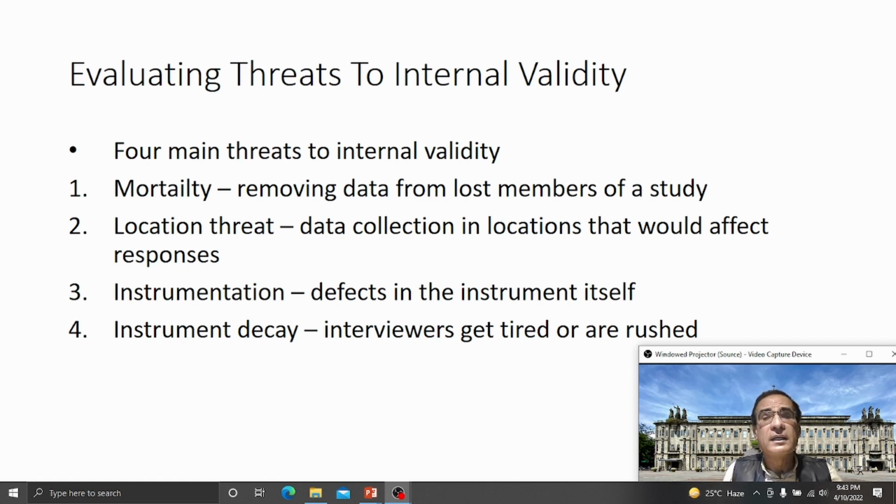Location threat. Data collection in a location that would affect responses. Sometimes it's very difficult to go to the place where you are going to collect the data. Instrumentation. Sometimes there are defects in the instrument that you are using for collecting the survey. Instrument decay. Interviewers get tired, and they do not get the proper data.